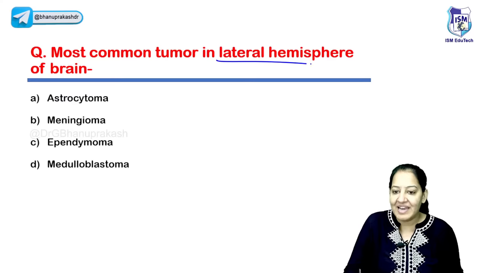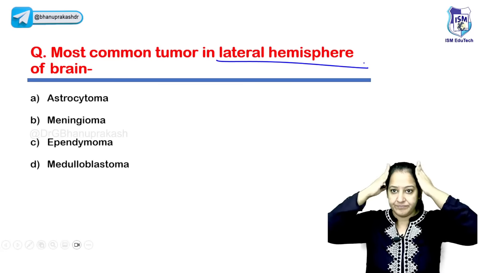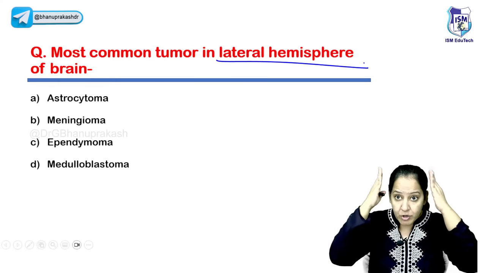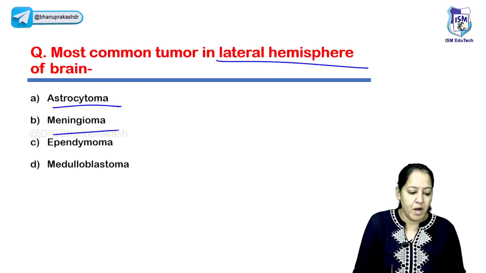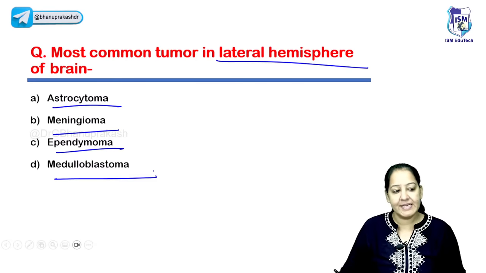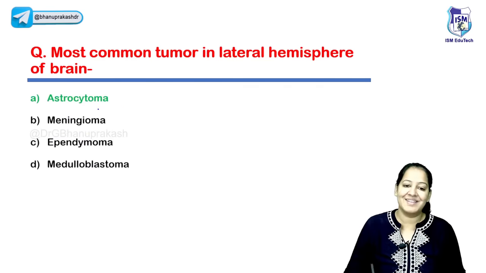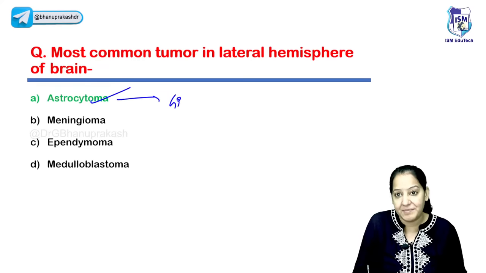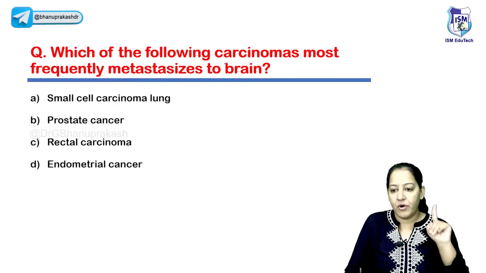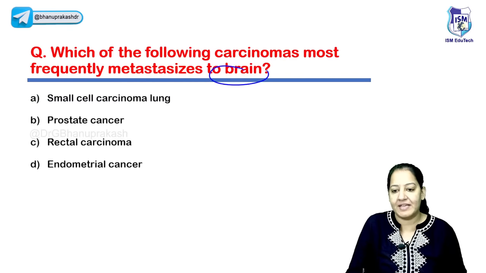Most common tumor of the lateral hemisphere of brain. Lateral hemisphere means cerebrum, not cerebellum. I'm asking the most common tumor of the cerebrum. Is it astrocytoma, meningioma, ependymoma or medulloblastoma? Again, the answer is astrocytoma, but this time it is GBM, because they're asking for adults. So GBM.